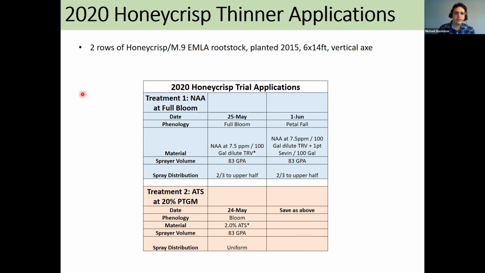And again, you can see our first treatment was a traditional NAA at full bloom. And our other treatment was ATS. And this one actually went on a bit earlier, at 20% pollen tube growth model development. So for this trial, we only did one application. And then these were both followed up with a petal fall treatment.